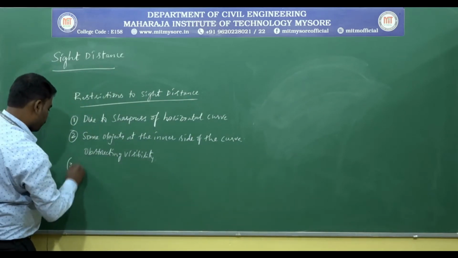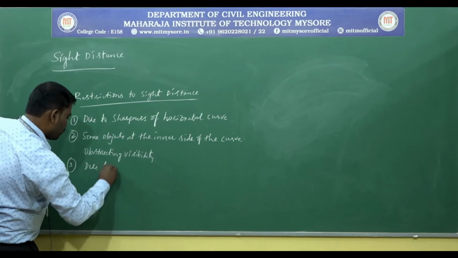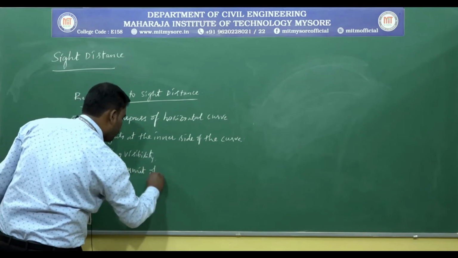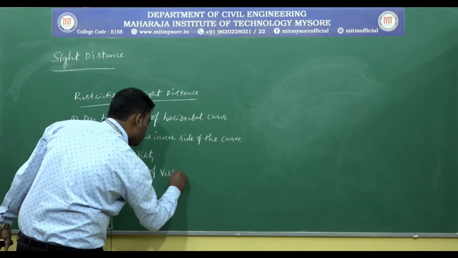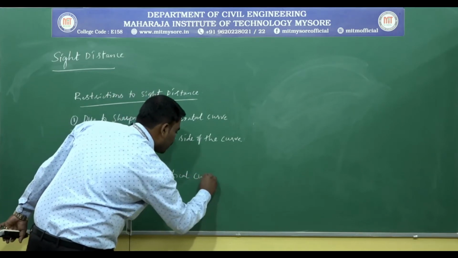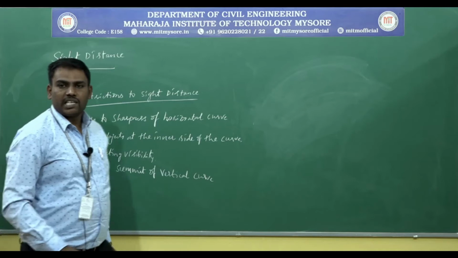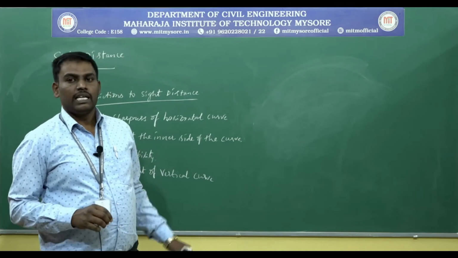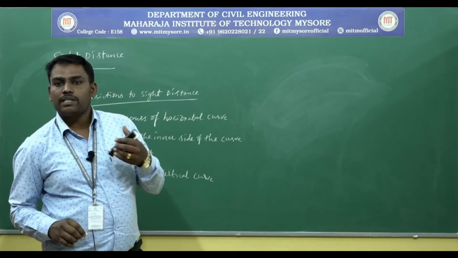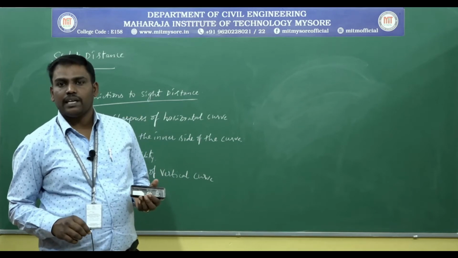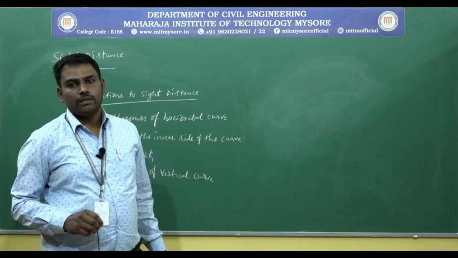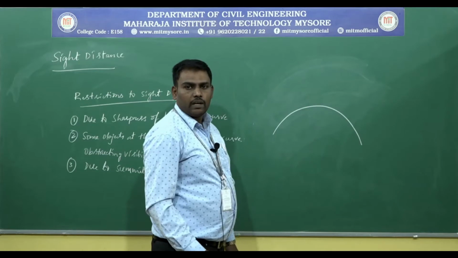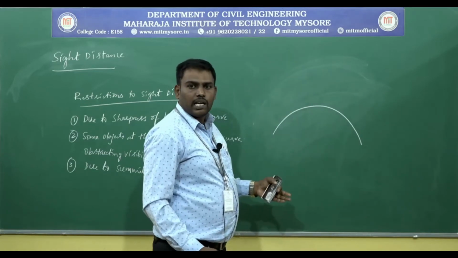Next, the third one, due to summit of vertical curve. That is the vertical curve with convexity upwards. In that case also there is a restriction to visibility. See here, this is a vertical curve, the curve with convexity upwards.